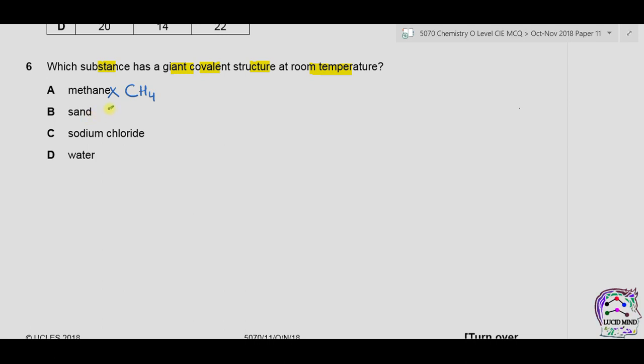B is sand. Sand is SiO2. The structure of sand is such that one silicon bonds to 4 oxygen atoms and each oxygen atom binds itself with 2 silicon. Then again one silicon is bonded to 4 oxygen atoms and this structure continues. Silicon dioxide is also solid at room temperature and the structure is giant covalent. So this could be the correct option.